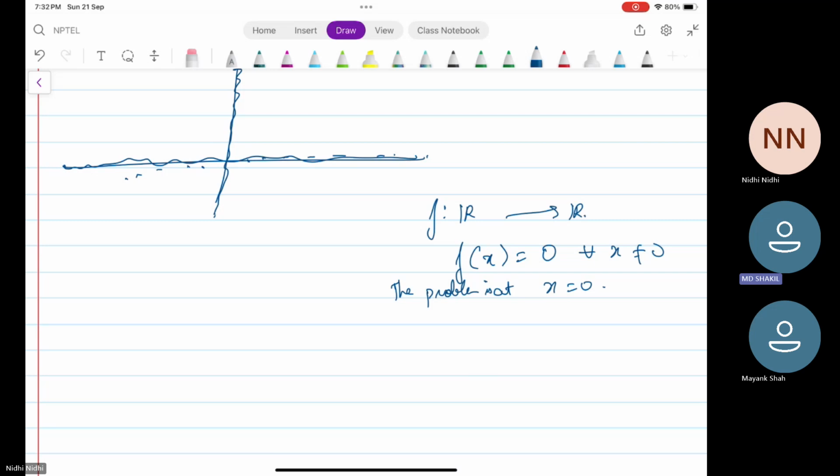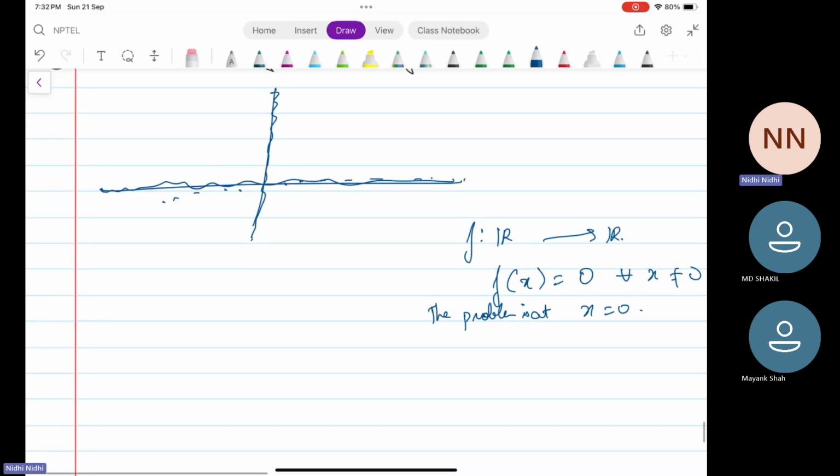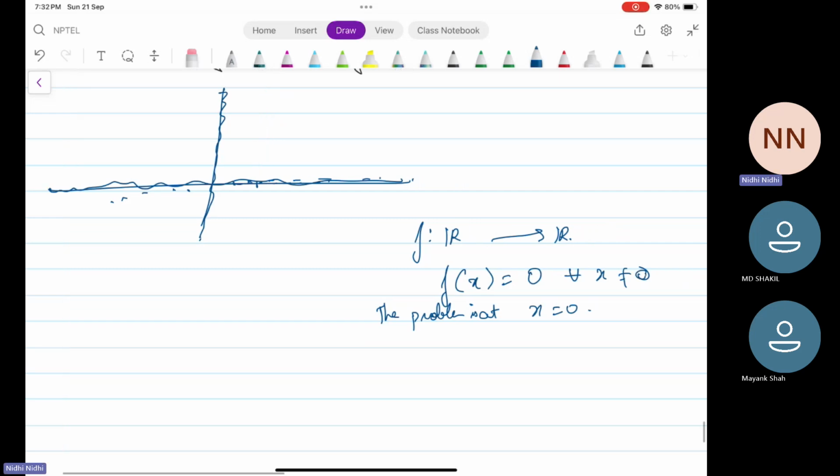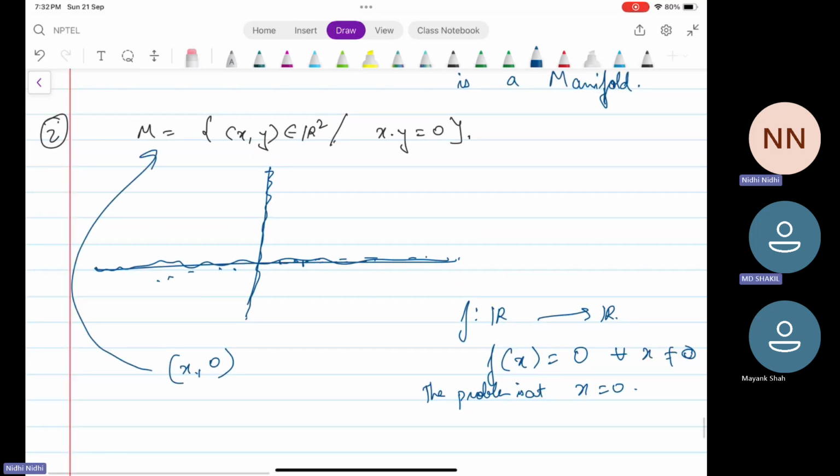Why do we take f(x) to be 0, ma'am? Because we want this x-axis. For x non-zero, the set of all these points (x, 0) will also lie in the set M, right? The product here is also 0. So this M is basically the x-axis union the y-axis.